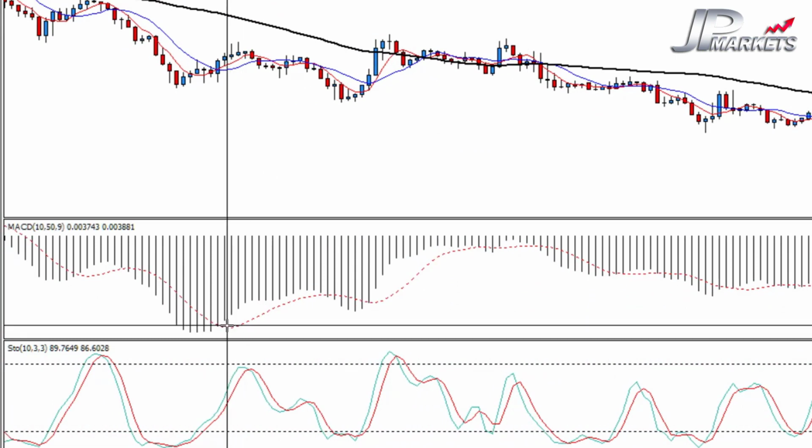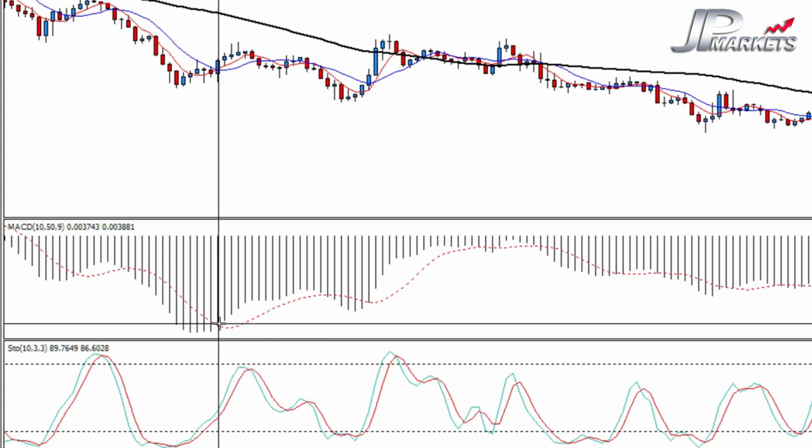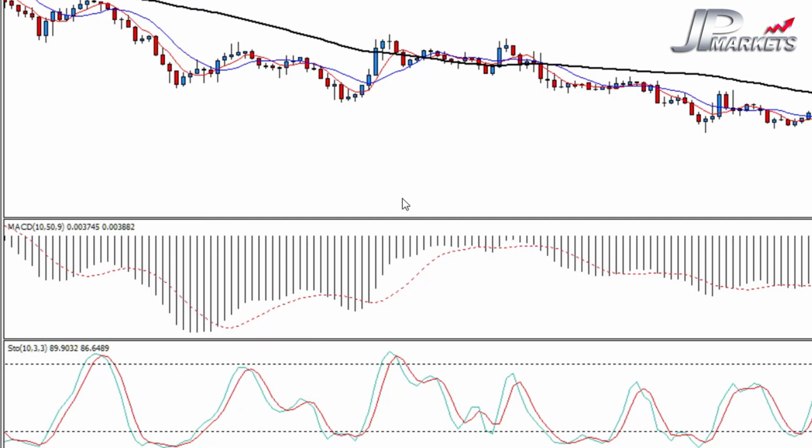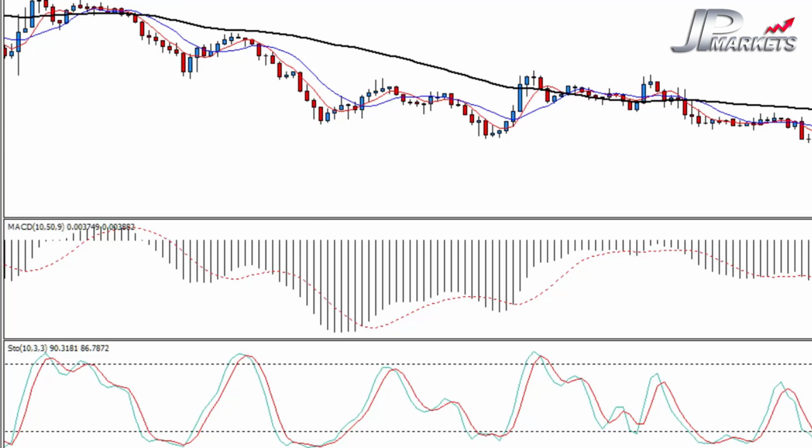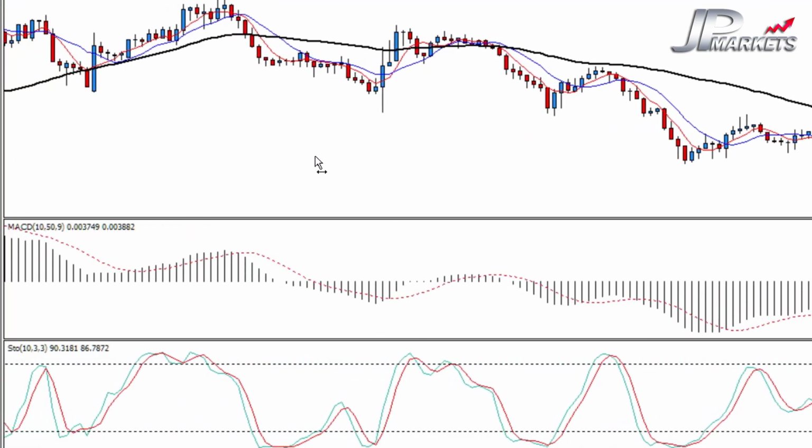Here we have a potential buy, but Stochastic was oversold 1, 2, 3, 4 candles ago, which is too far. We want it to be either already still in oversold or 1, maybe 2 candles away for us to confirm that.